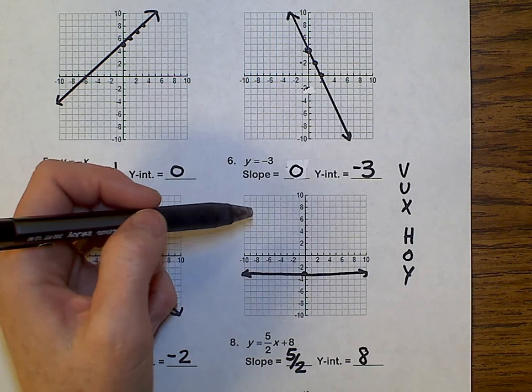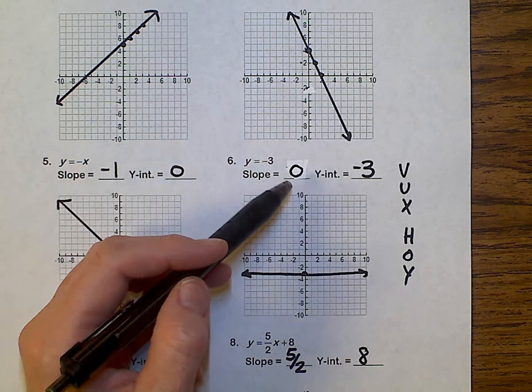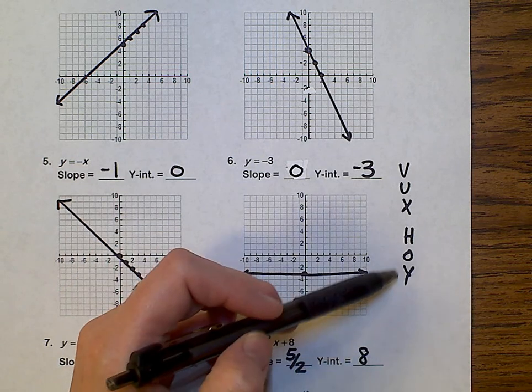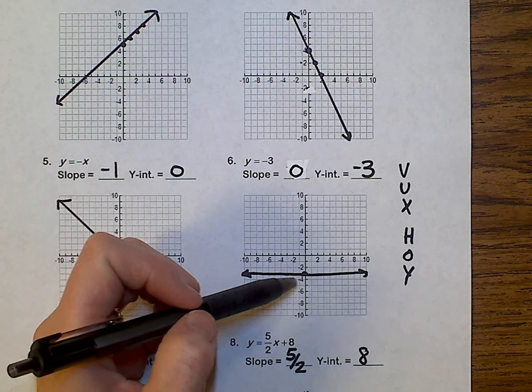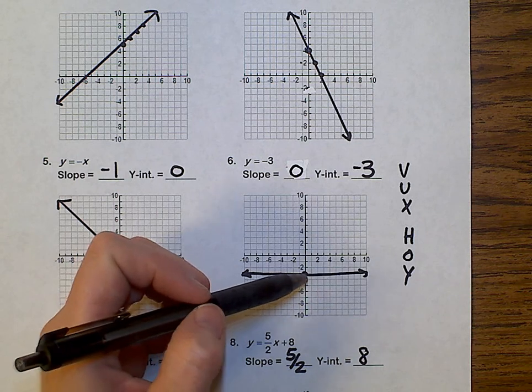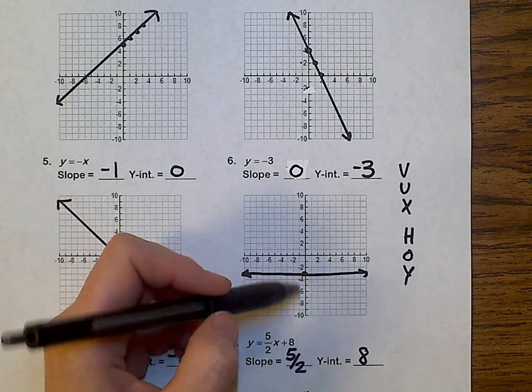Okay, number 6, y equals negative 3. This is your... So our slope is going to be 0, right? Y equals, so that's going to be a line right there along our y-intercept at negative 3. So it's just a straight line right at negative 3 on the y-axis.